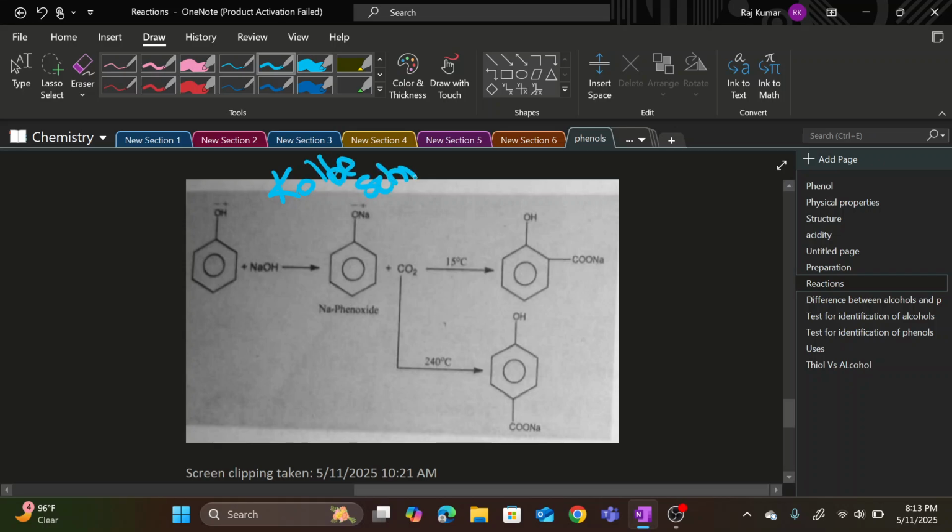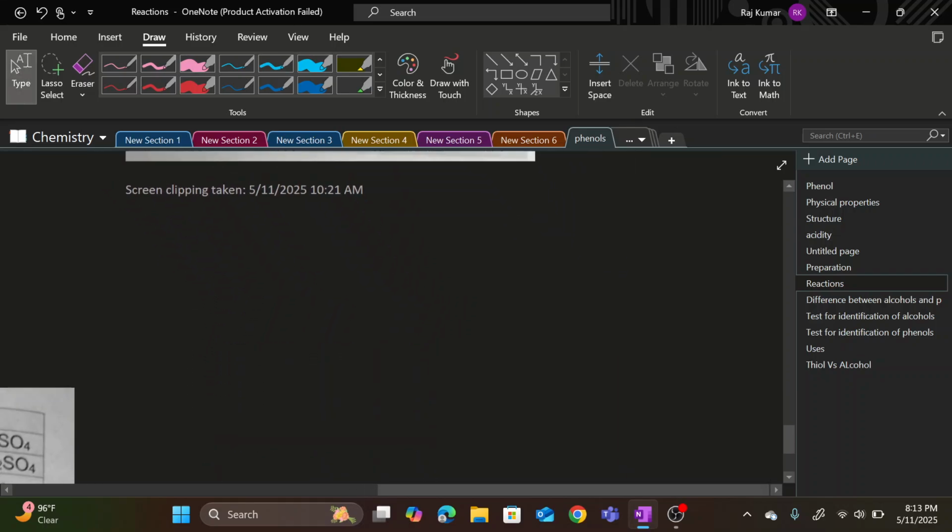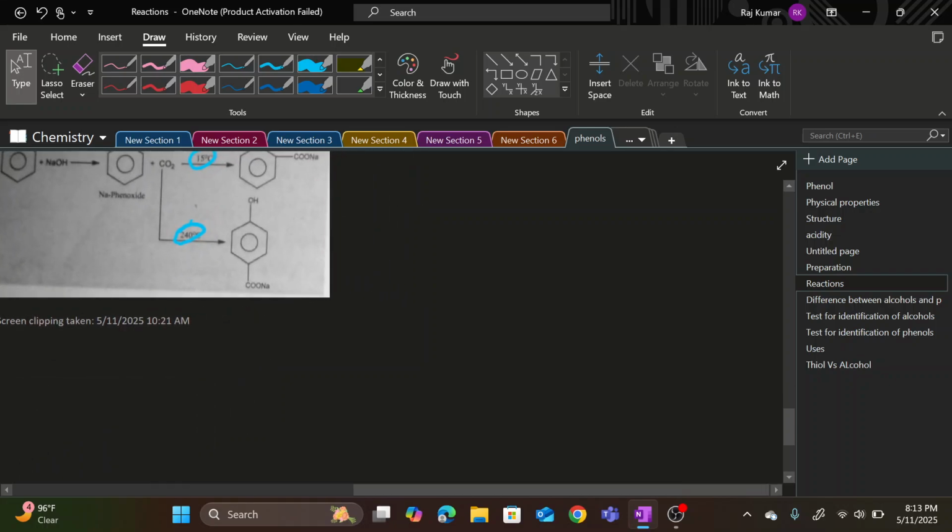What actually happens in the Kolbe-Schmitt reaction is that the sodium phenoxide ion which is produced reacts with carbon dioxide, due to which it produces sodium hydroxybenzoate. If it is carried out at 15 centigrade, at a very low temperature, then it produces ortho sodium hydroxybenzoate. But if it is at high temperature, then it will produce para sodium hydroxybenzoate. This is an important point.